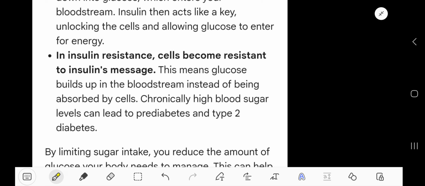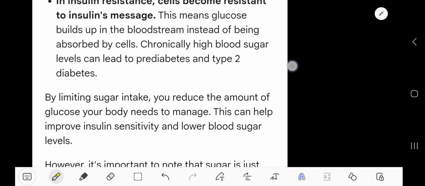In insulin resistance, cells become resistant to insulin's message. This means glucose builds up in the bloodstream instead of being absorbed by cells. Chronically high blood sugar levels can lead to pre-diabetes and type 2 diabetes.